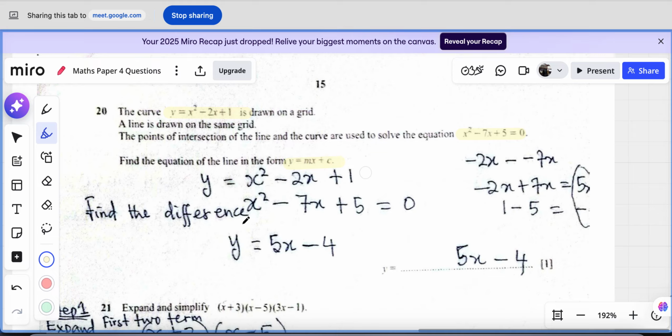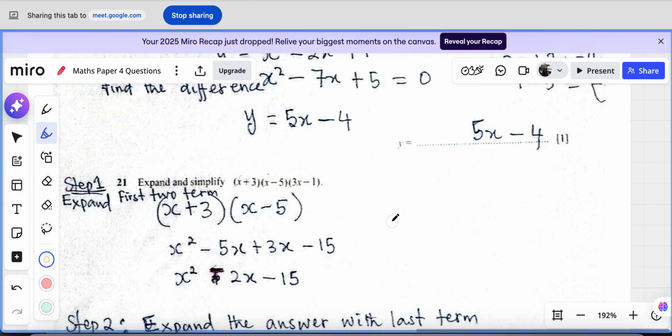Because I wrote the first equation, I wrote the second equation, then I subtract. Because you find the difference. If you subtract this from this, you get y. Y is here, there's no y here, you get y. Subtract this from this, you get 0. Minus 2x minus minus 7x, you get 5x. 1 minus 5, you get minus 4. This is how we get the equation. You get 1 mark. We move on to question 20, whatever.